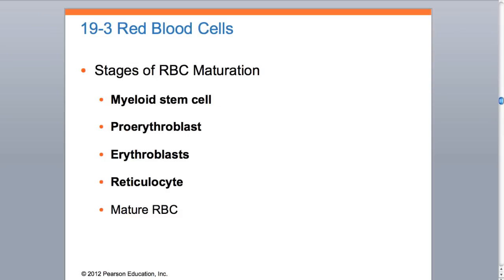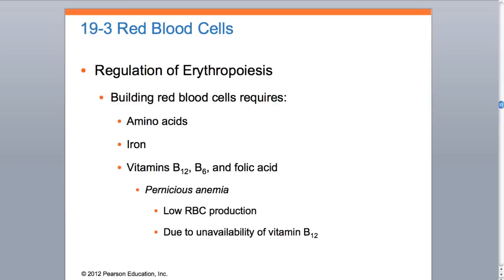Your next slide is this one. I don't really care for this slide because I like the picture of a chart that we have later. Next slide for me is this one, regulation of erythropoiesis. Now we already know that the two main components of red blood cells as part of hemoglobin is the protein or amino acid and the heme, which is your iron.